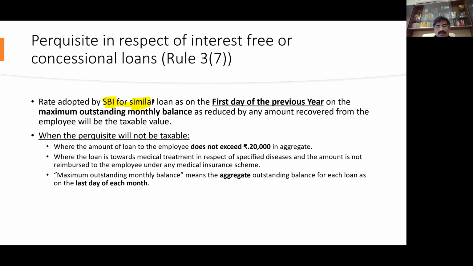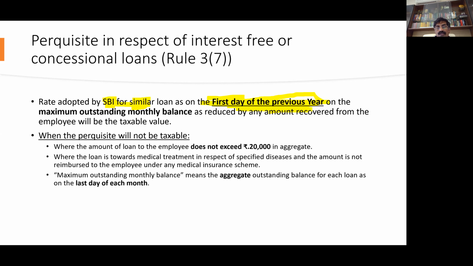If the employee is given a personal loan, you should take the SBI personal loan rate as on the first day of the previous year. What is very important to note here is that irrespective of the date on which the loan was given, the rate has to be taken only based on the first day of the previous year. The logic is very simple.